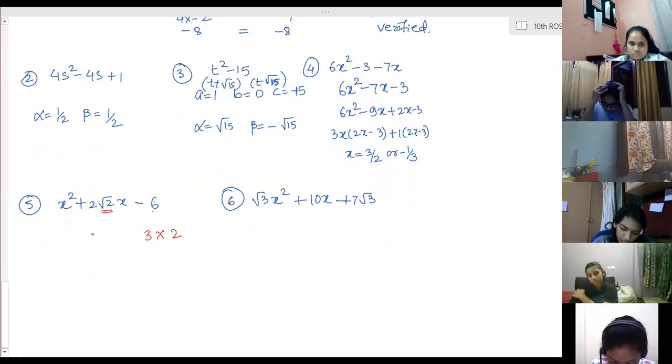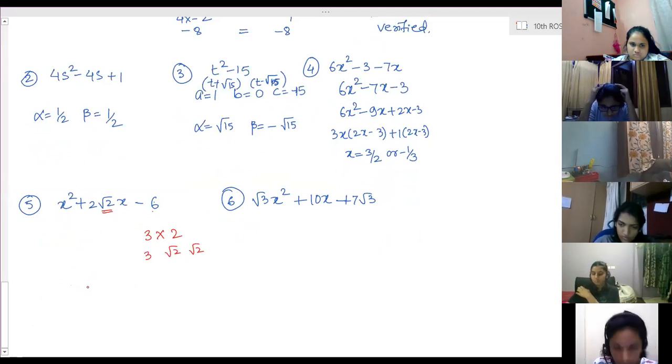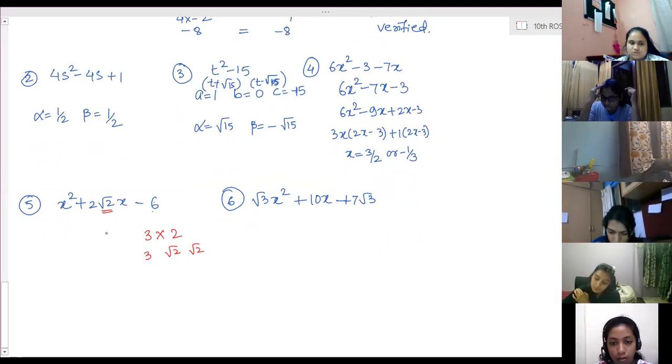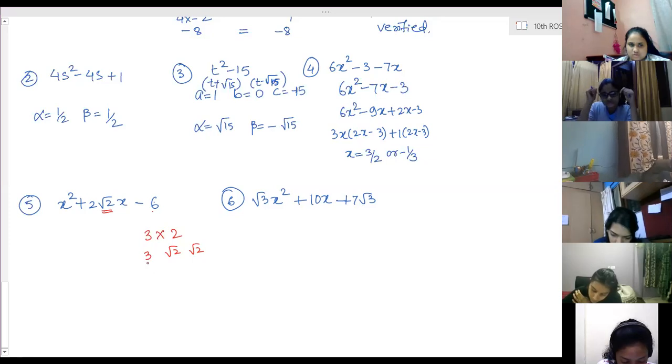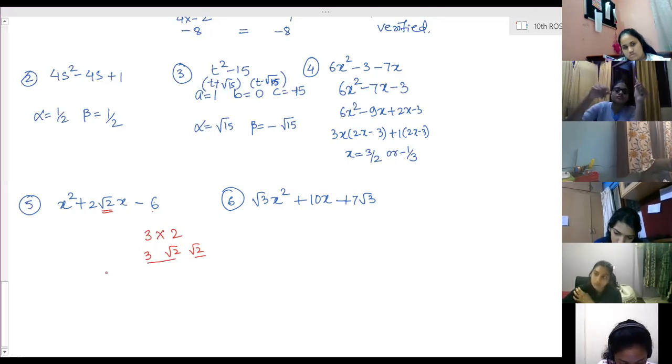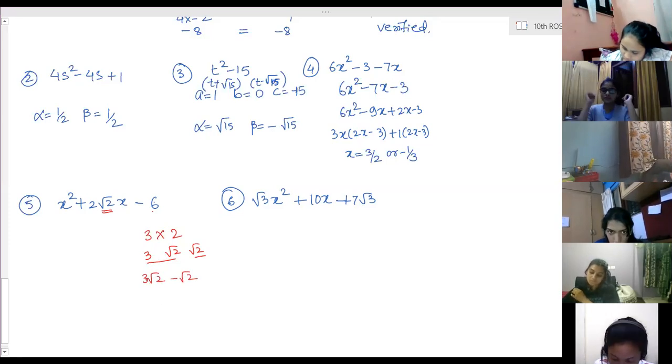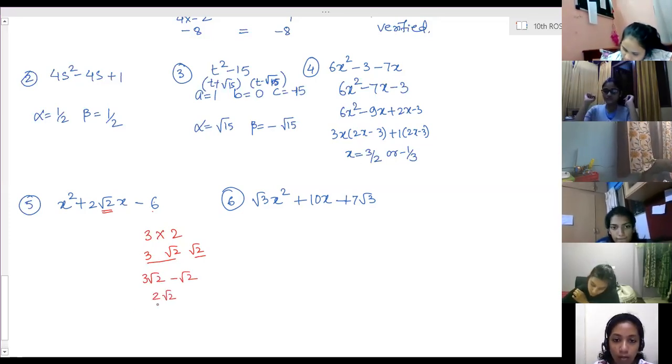Root 2 is needed. So you can write this 2 as root 2 into root 2 and the 3. Then what do you need? 2 root 2. The product is minus, so that means a difference of two terms. So write 3 root 2 together and root 2 separate. 3 root 2 and root 2, what is the difference? It is 2 root 2.